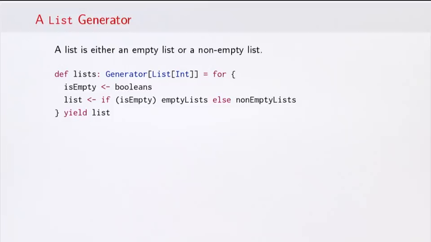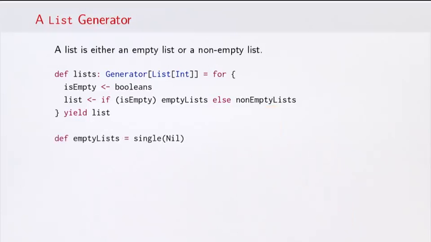So with these building blocks, we can now set out to write random value generators for some more structured types. Let's start with lists. How would you generate a random list? Well, one way to do it is first to flip a coin whether the list should be empty or non-empty. That's done with this generator here. We go through the booleans, we record the result as isEmpty. Then, if the coin gave us that the list should be empty, we always return the empty list. Otherwise, we return a non-empty list.